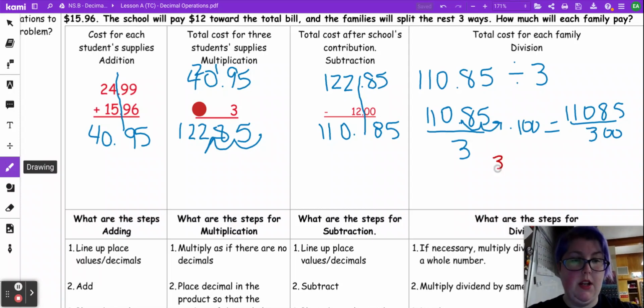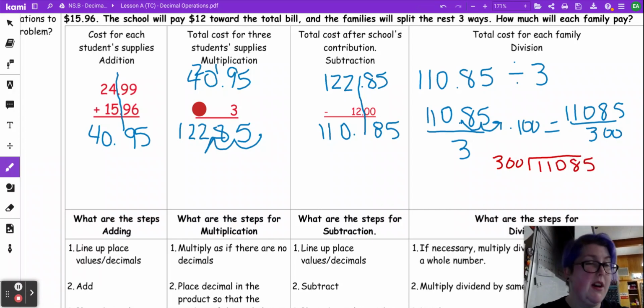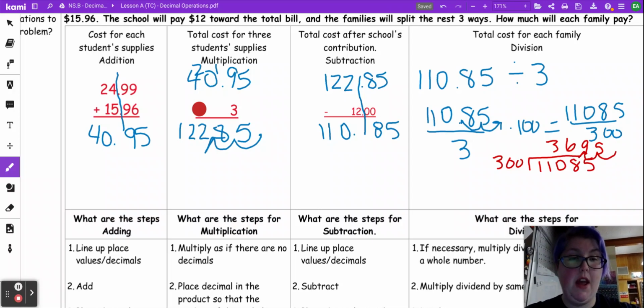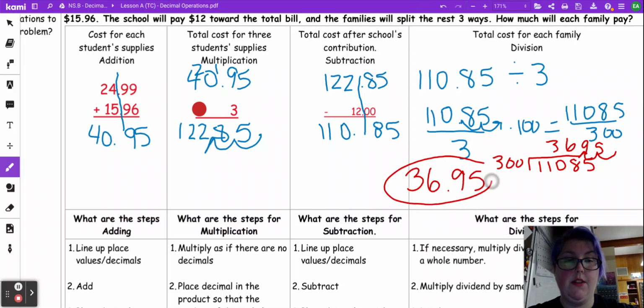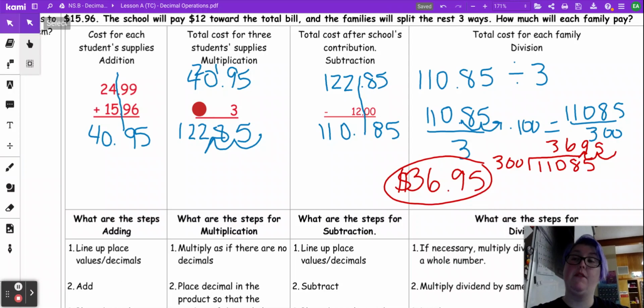When we set up our long division problem, we're going to do 300 divided into 11,085. I'm not going to show the long division. You know how to do it. You get the answer of 3,695. And now we're going to add the decimal back. 1, 2 places. Each family is going to pay $36.95 for the supplies. So our answer is $36.95 per family.